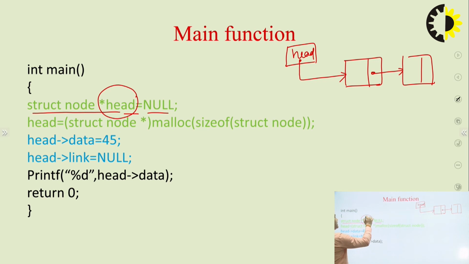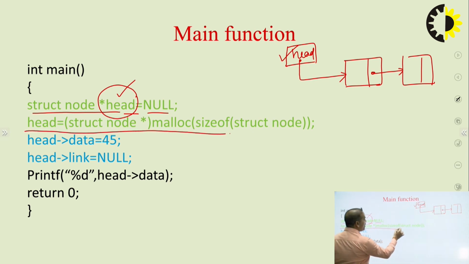Here we create the head pointer. This is the main node which points to the first node in the linked list. Here we are using head equal to struct node, malloc, size of struct node. This is the syntax of the malloc function to create a node and link it. And here we are using struct node star, that is the typecasting.